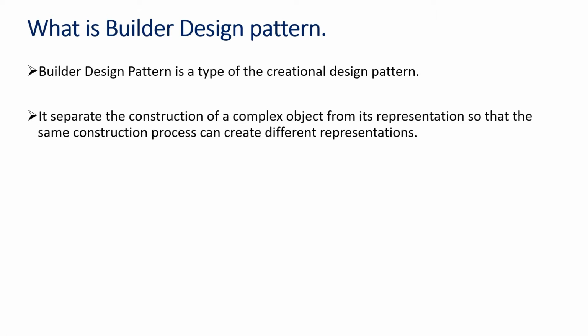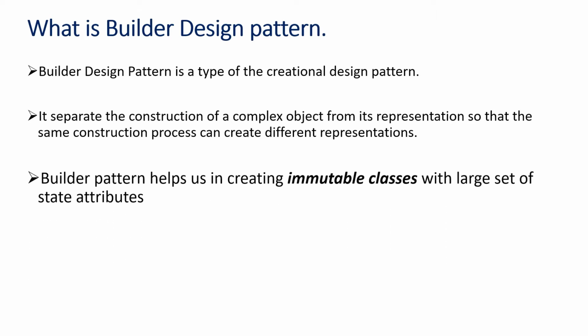Before I show you an example, let me tell you the biggest benefit of the builder design pattern. The biggest benefit of the builder design pattern is that it is used to create immutable classes which have a large set of attributes. This is a very important thing. It should have a very large set of attributes. In the above definition you have also seen that it is used to create a complex object. Why is it a complex object? Because it has a very large set of attributes and each attribute can be set differently.